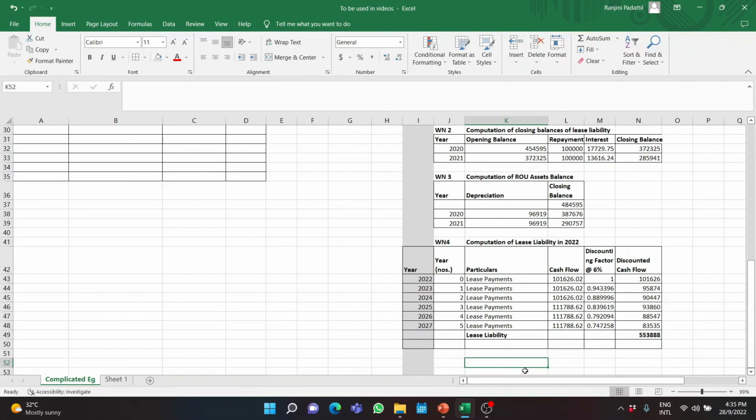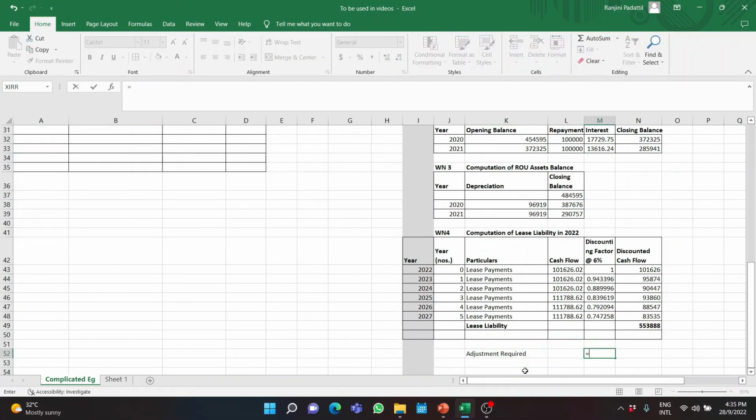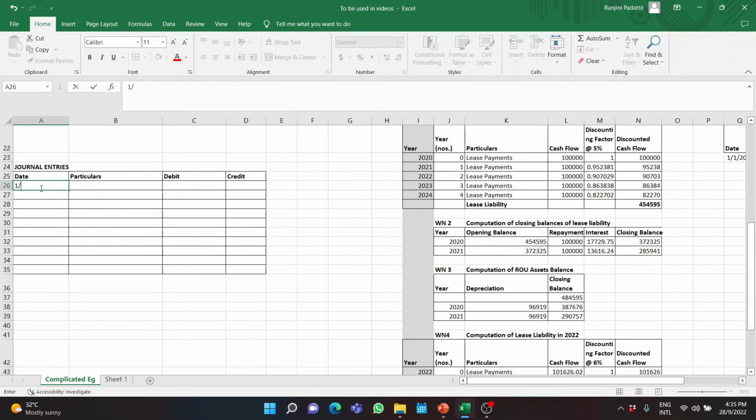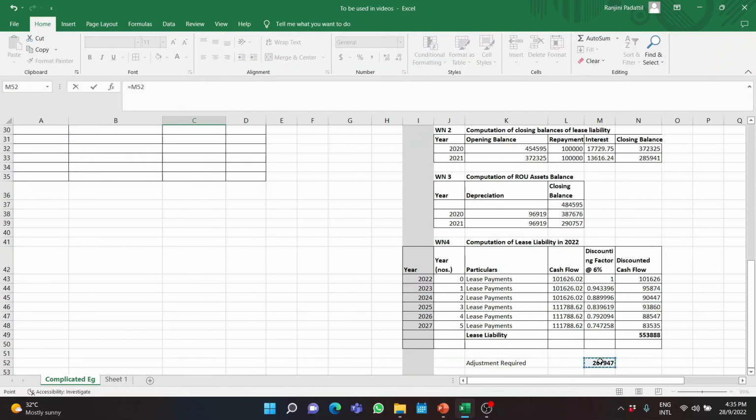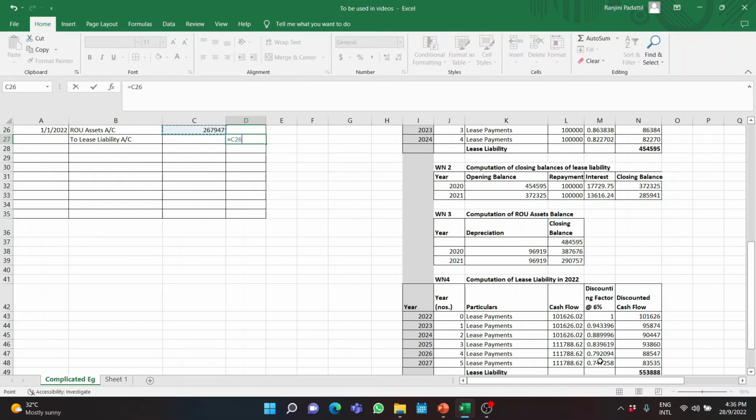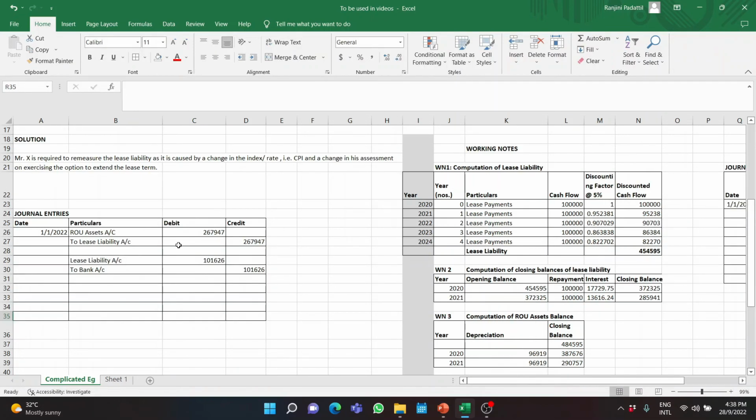So the remeasurement required is the revised lease liability minus the lease liability at the end of 2021, 267,947. So that is the entry that you will pass on 1st Jan 2022. ROU asset debit from here to lease liability, because at the same time on the same date lease liability account debit to bank an amount of the first lease payment in 2022. So that is the end of the solution.